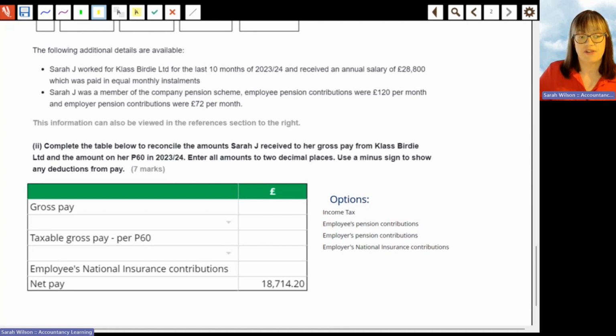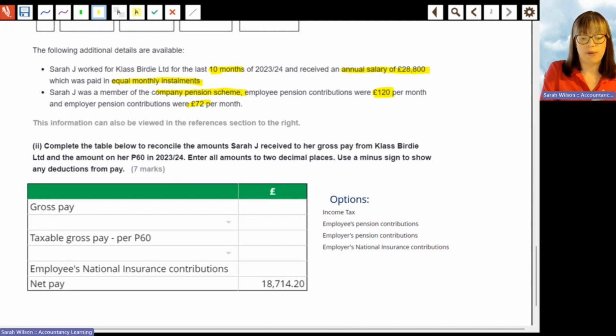Sarah J worked for Class Birdie Limited for the last 10 months of 2023-24 and received an annual salary of £28,800. This was paid in equal monthly instalments. Sarah J was a member of the company pension scheme, and the employee pension contributions were £120 per month, and the employer pension contributions were £72 per month.